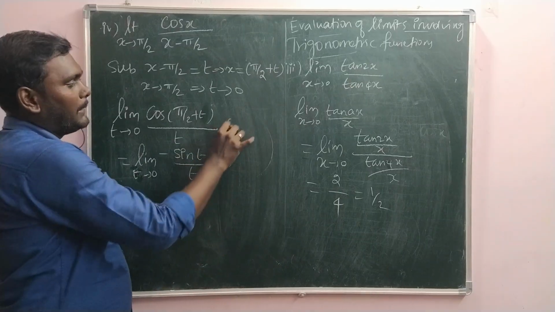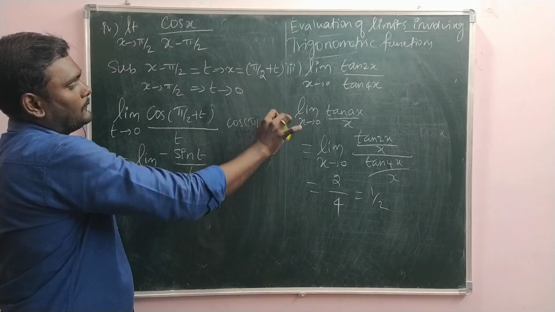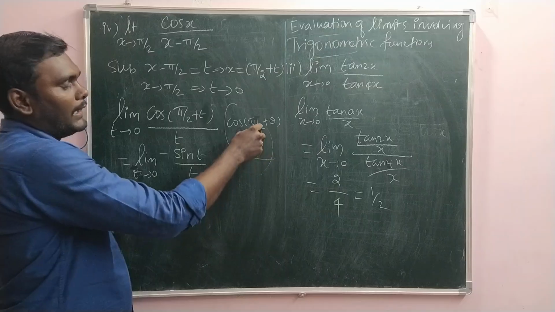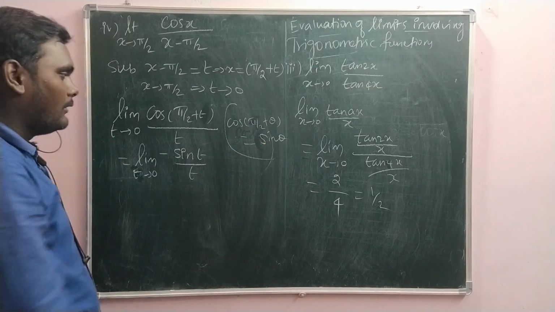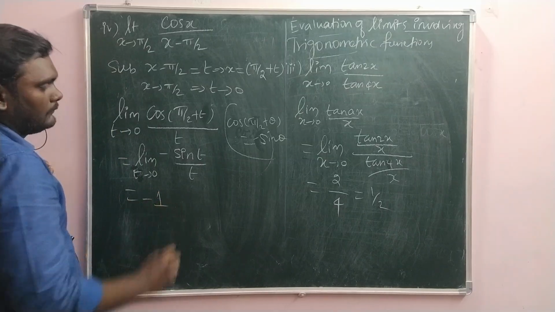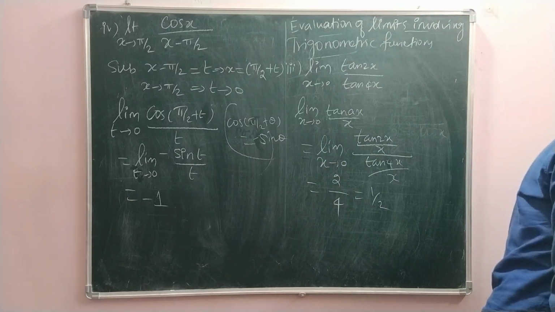See, cos of pi by 2 plus theta, remember what it is? What is the formula? We'll add pi by 2, there will be a change to sin theta, and pi by 2 plus goes to the second quadrant, so it will be minus. Okay, then the answer is minus 1. Okay, any doubts on this?